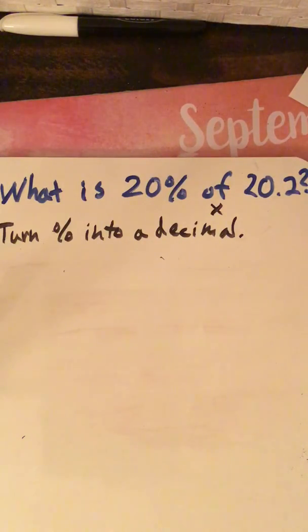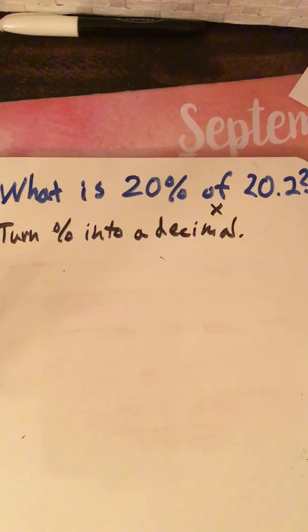Okay, in this video I'm going to use the same method as before, but I'm going to use a decimal. What is 20% of 20.2, or 20 and 2 tenths? Well, the first step is, of course, to turn my 20% into a decimal.